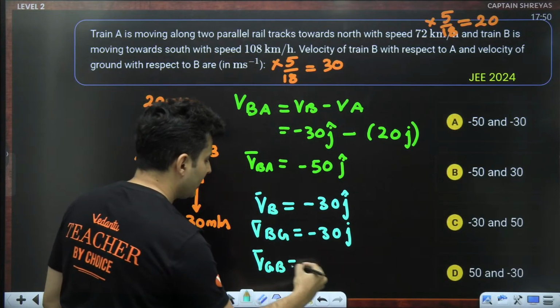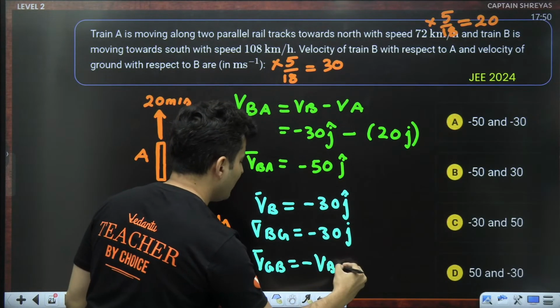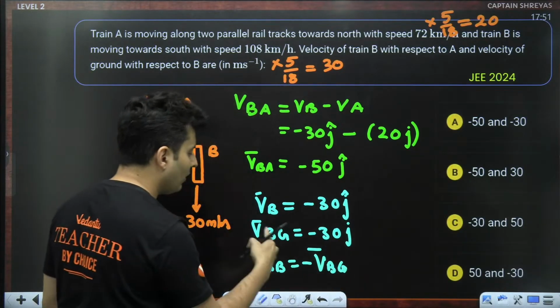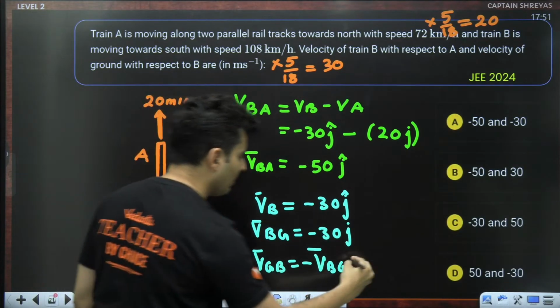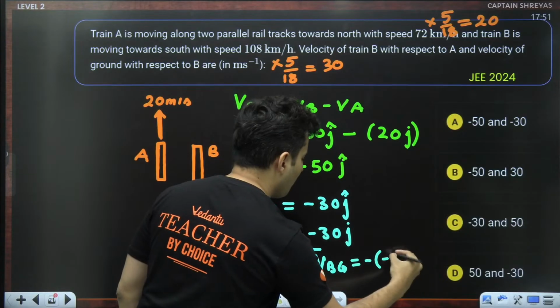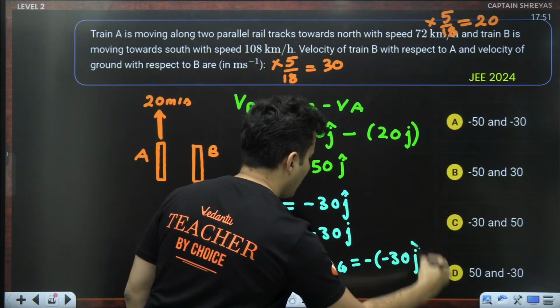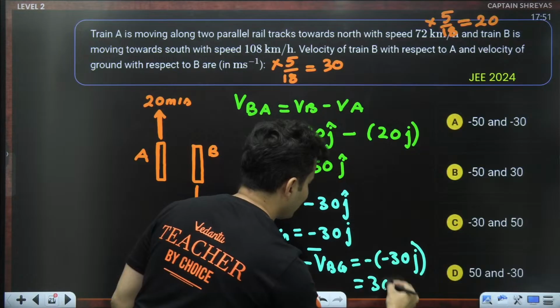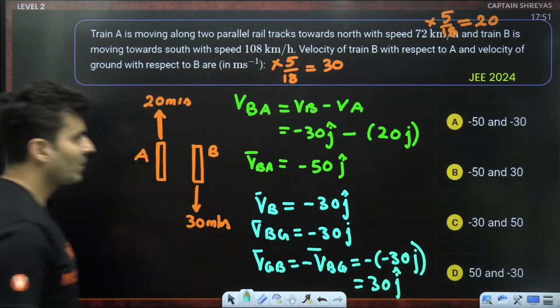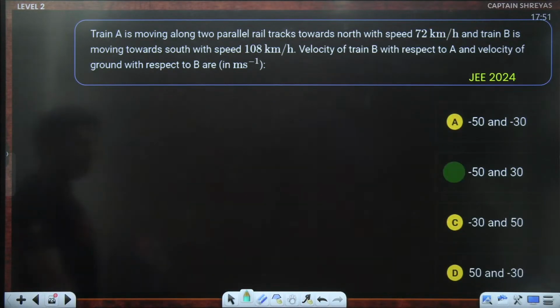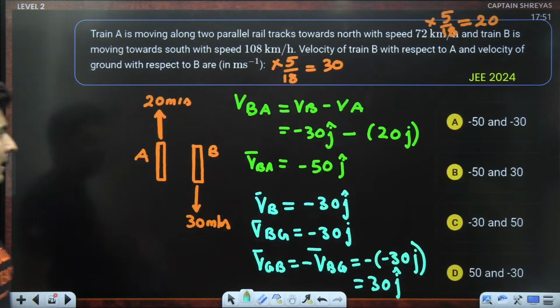Now, what is the velocity of ground with respect to train B? It's exactly opposite, so it will be the negative of VBG if I interchange the variables. So it is minus of minus 30 j cap, which should be plus 30 j cap. Option number B is the correct answer.